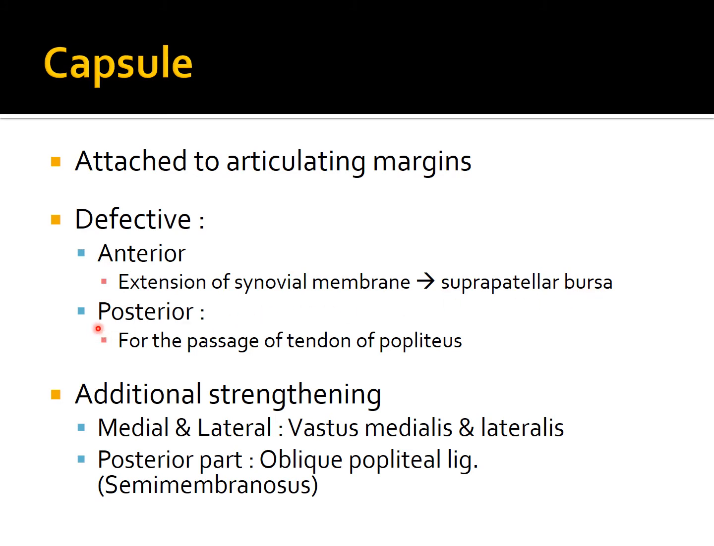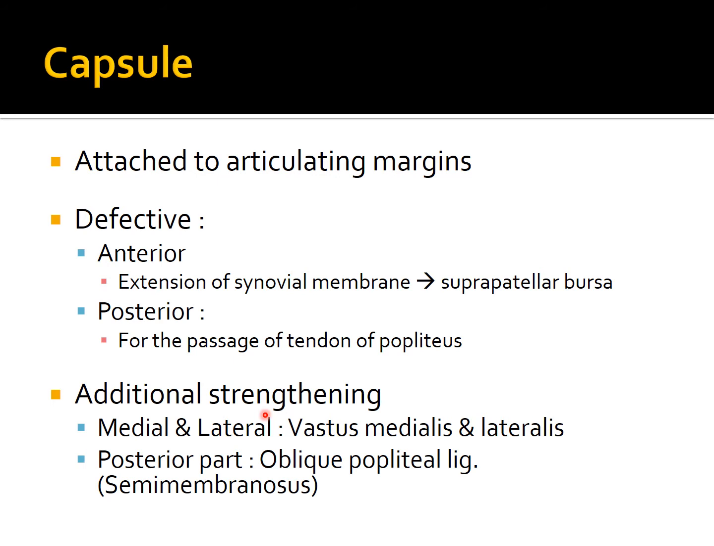And posteriorly, there is a lacuna, and that's for the passage of the tendon of popliteus. There is a muscle called popliteus in the posterior aspect of the knee joint, and the tendon of popliteus passes through a defect in the posterior aspect of the capsule. Though there are defects, there are certain structures which add strength to the knee joint. So, what are these structures which provide additional strength for the knee joint?